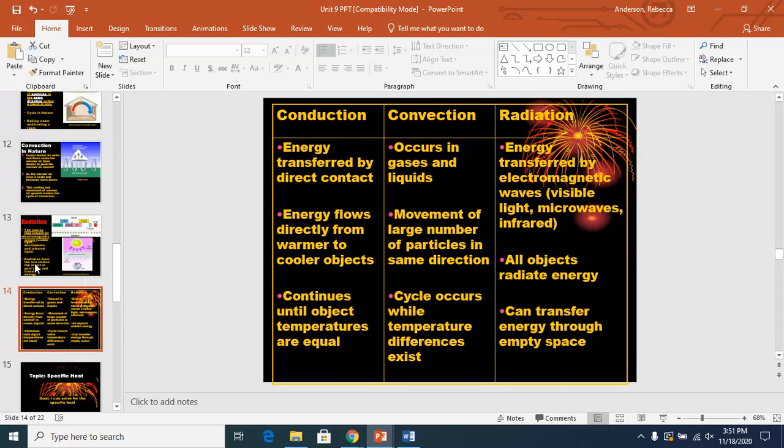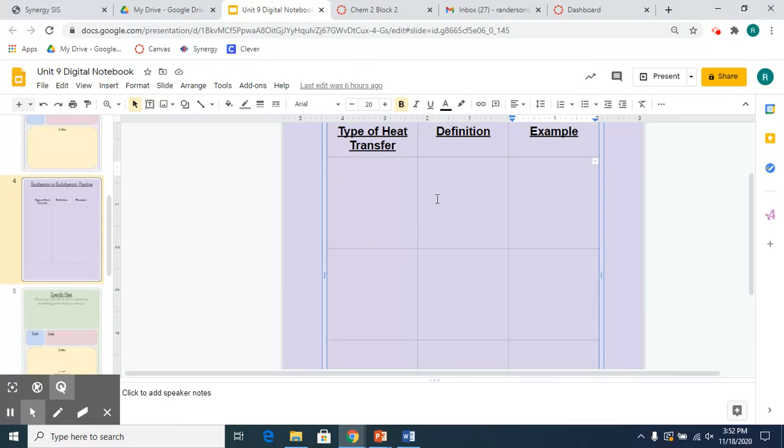Okay, so here's just a little review chart. It's not like the chart that you were writing in, but it's just some key tips and some definitions and examples. You can pause and read through this. But that is it for this section. So you need to make sure that you have the three types of heat transfer, the definition, and one example each. The example could be one that I talked about, or it could be one that you thought of on your own.